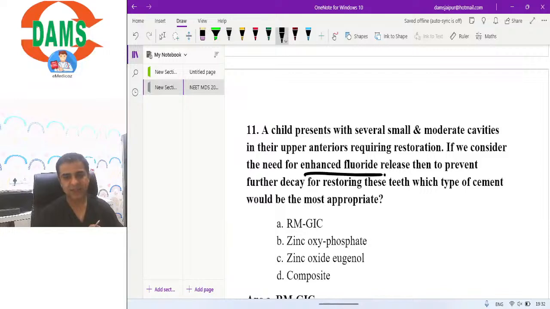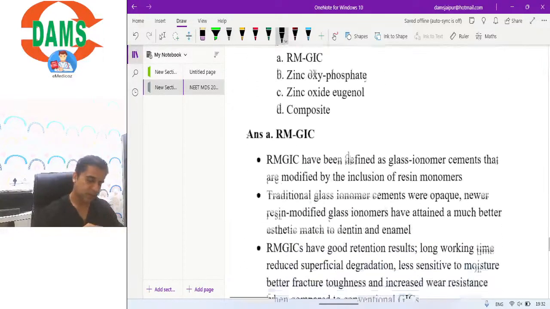What is RMGIC? RM is basically resin modified GIC to provide additional strength. It basically provides additional flexural strength. The color matching is also much better as compared to the routine GIC we use. Okay, you can charge a bit more also for that. Right? So what are the advantages?